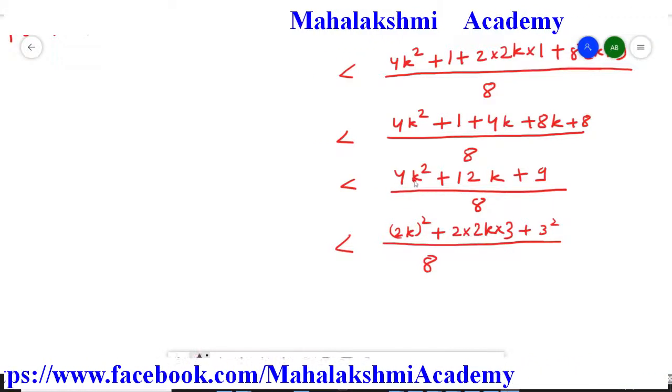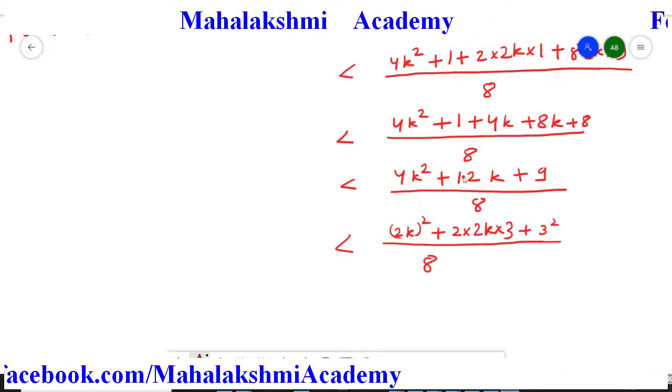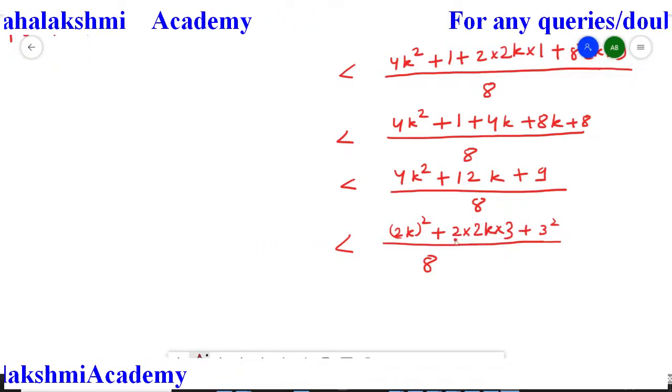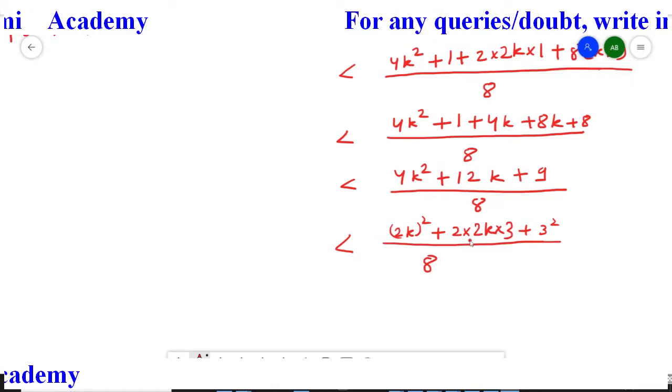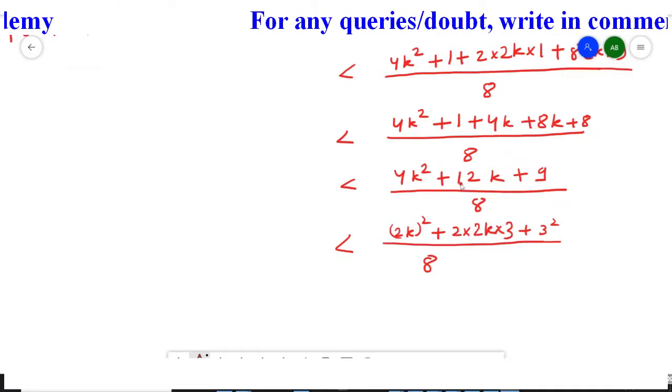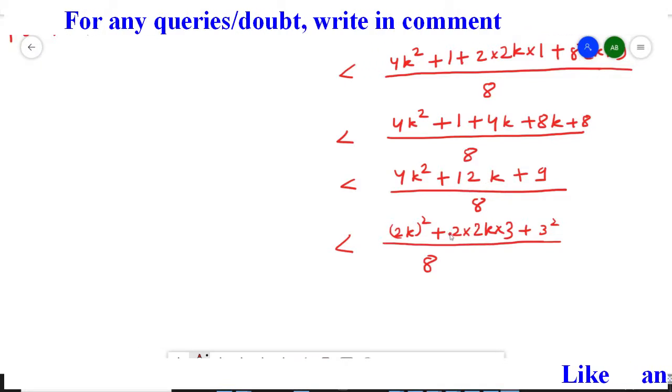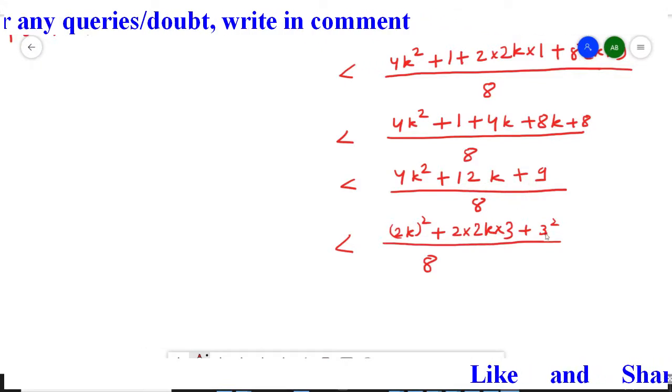This 4k square I wrote as 2k square. This 12 I wrote as 2 multiplied by 2k multiplied by 3, because 2 2s are 4, 4 3s are 12. So we are going to get here 12k. So initially we had 12k and here also we have 12k. So 12k I wrote in some other way, and 9 I wrote as 3 square.